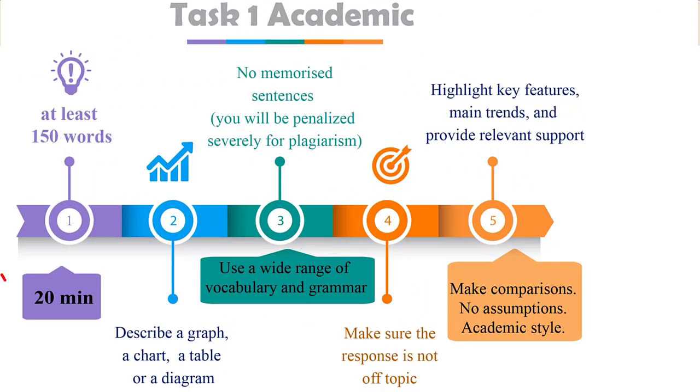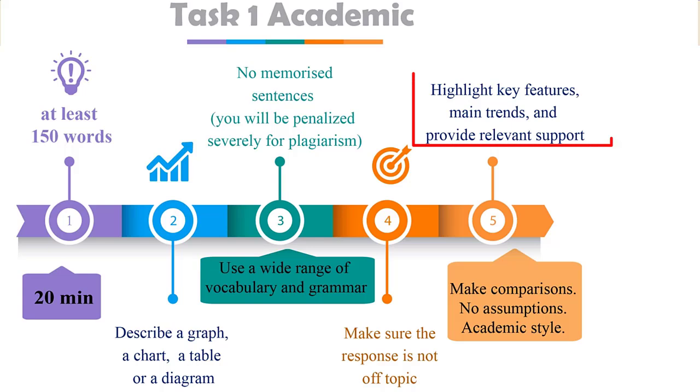So to recap, you have 20 minutes to complete the first writing task. You need to write at least 150 words. You will be asked to describe a graph, a chart, a table, or a diagram. There are several things to keep in mind. Be sure not to use memorized sentences, as you will be penalized for it. Use a wide range of vocabulary and grammar.